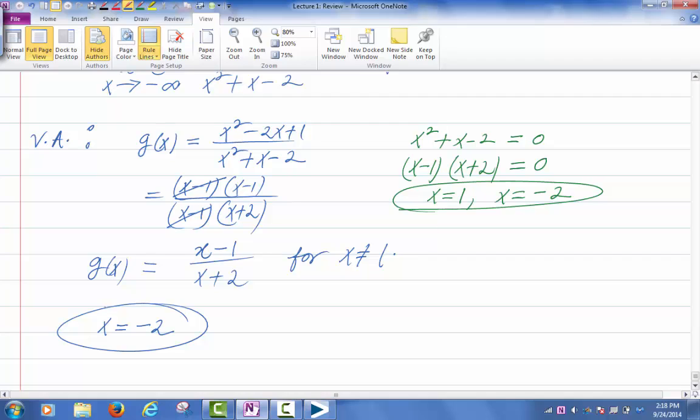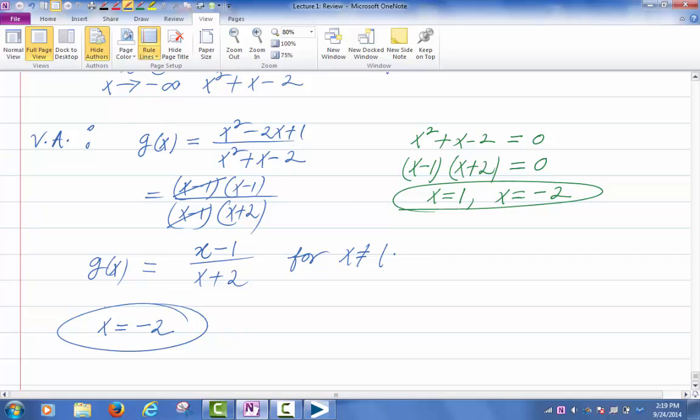Again, having a vertical asymptote at -2 means if you look at the limit at -2 from the right side or the left side, what would be the limit? The limit would be infinity or -infinity. What would be the limit at 1? Can someone tell me what's the limit of this function at 1? What is the limit of this function at 1? If I take the limit of this at 1, what's going to happen? You plug in 1, you get 0 over 0.